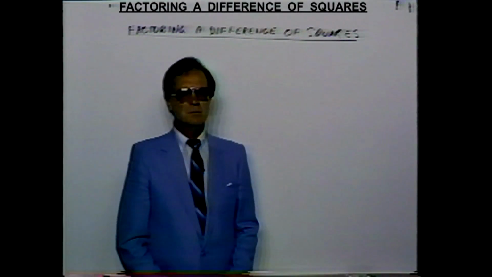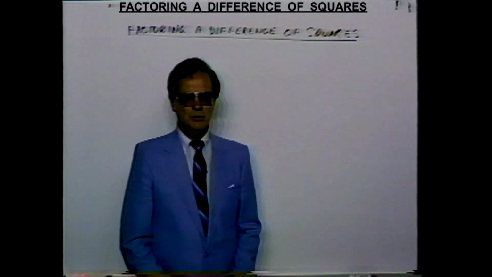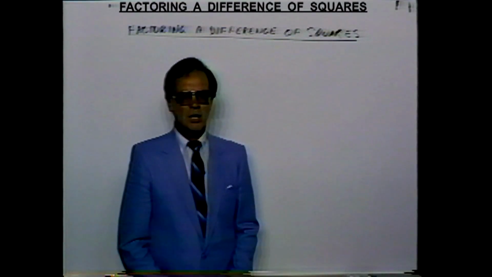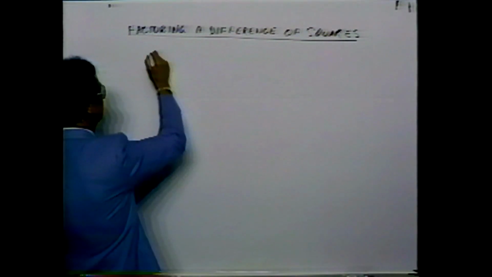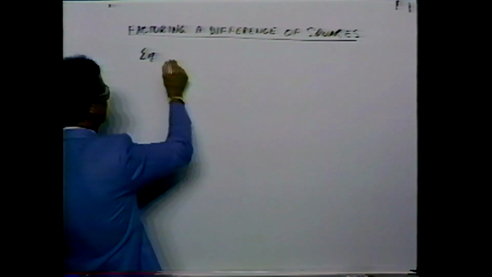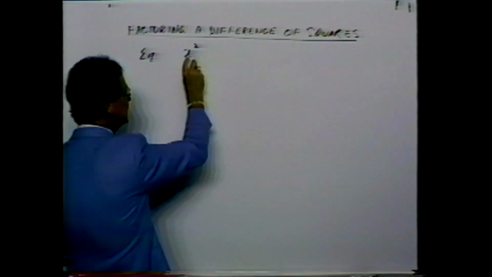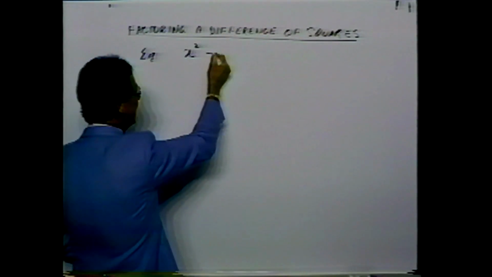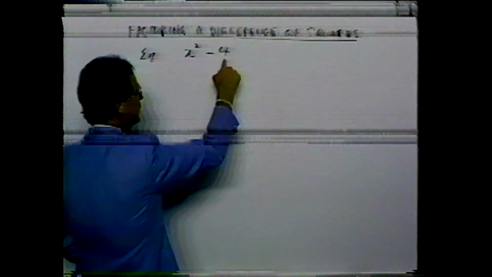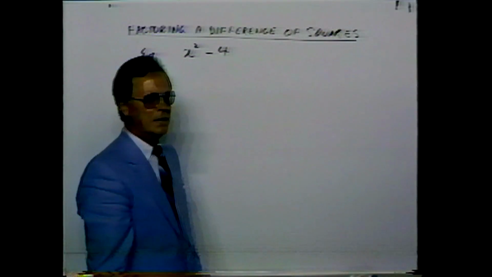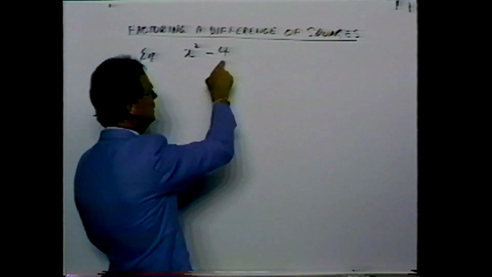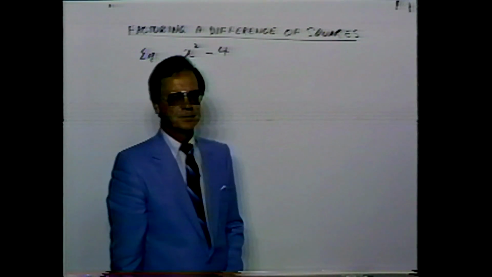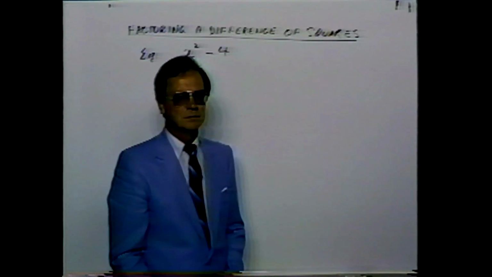Difference of squares means having a multinomial or polynomial consisting of two terms in which each term is a perfect square. For example, x squared, that's a perfect square, minus 4, that's a perfect square, and the minus sign indicates that we're subtracting, and consequently we're looking at a difference between two perfect squares, or simply squares.